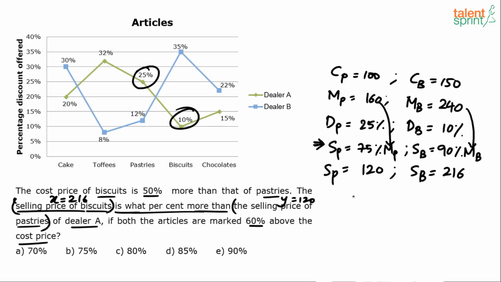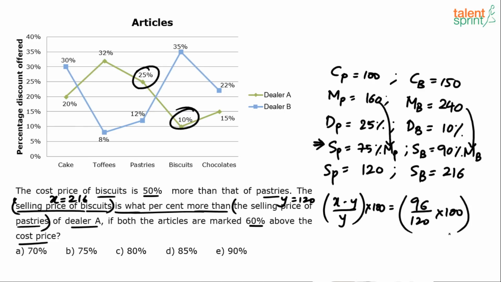Do the calculation. X is what percent more than Y? X minus Y by Y into 100. Denominator is very, very important. X minus Y, 216 minus 120 is 96. 96 divided by 120, into 100. How much is that? 80%. Very clearly, 96 upon 120 is 80%. So 80% more is the answer. Option C.